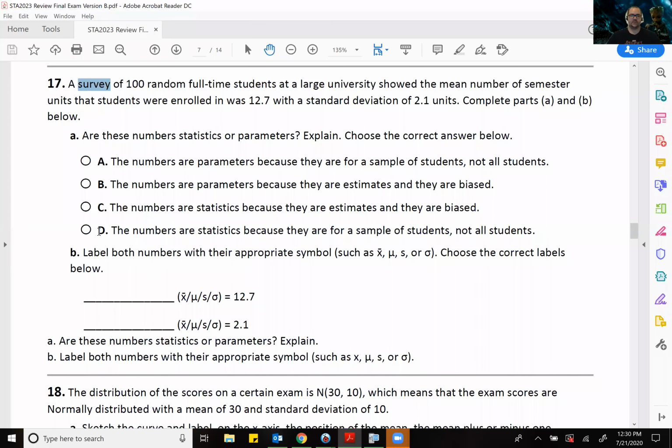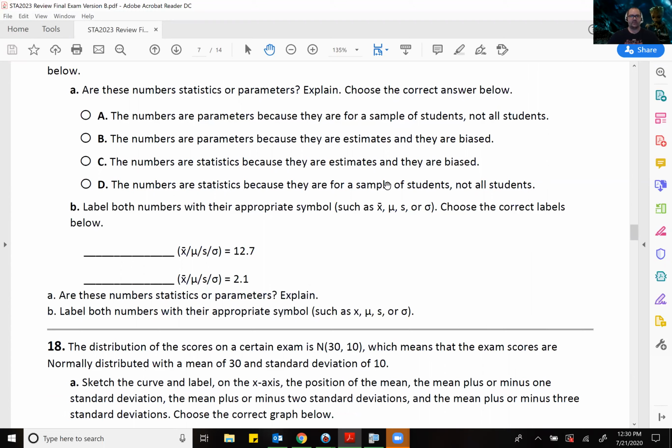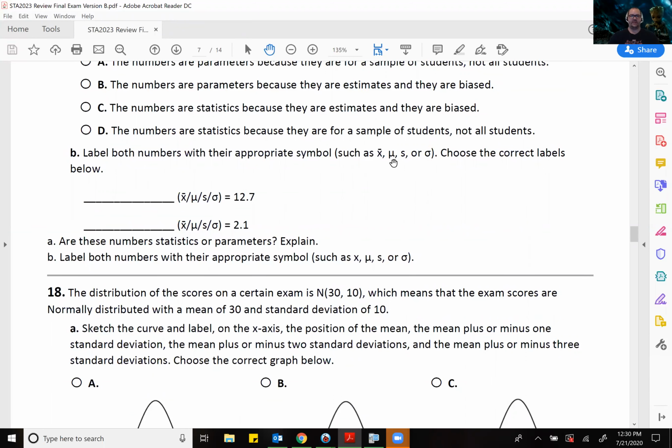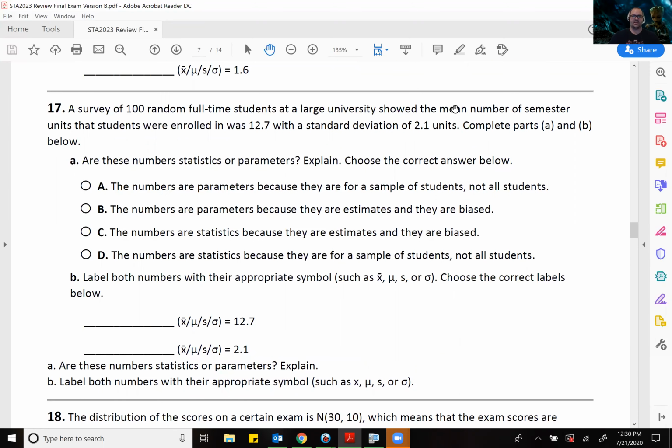Part B. Just like before, because these are statistics, we're going to use the English ones. So X bar and S are what we want. Mu and sigma are gone. Remember, X bar represents mean, S is the standard deviation. The 12.7 was the mean, so the first blank is X bar equals 12.7. The second blank, the 2.1, is the standard deviation, so you'll put S in the second blank. And voila, number 17, finito.